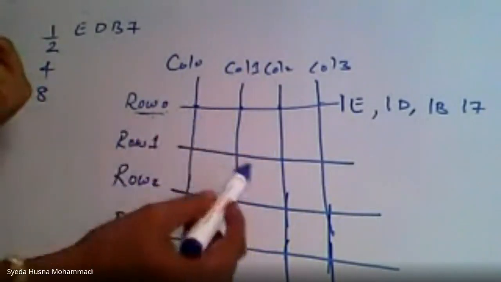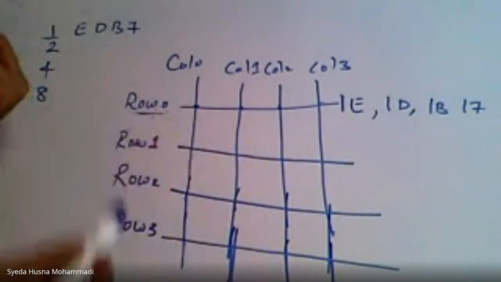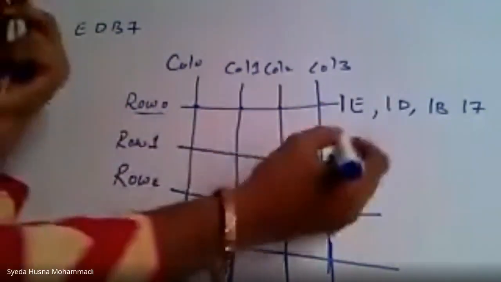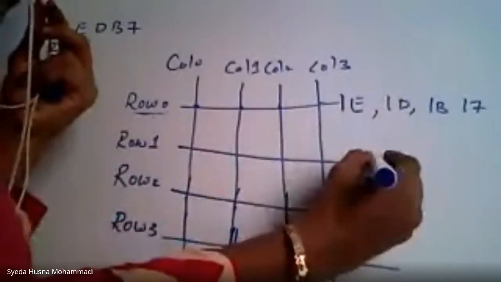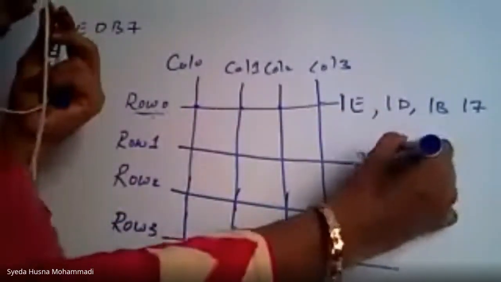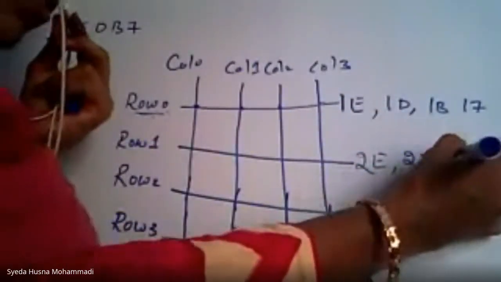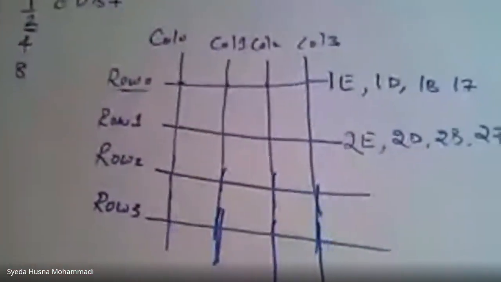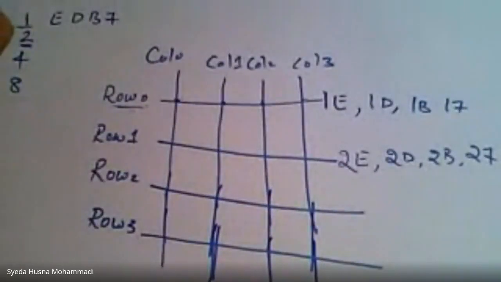I need to identify which particular column. How do you check that? How do you scan it? What are the values I need to pass? For row 2, what is the value you have? For row 2, it is nothing but 2. So for row 2, the value is not going to change, whether it is 2E, 2D, 2B or 27. You need to scan this, whether the key belongs in column 0, column 1, column 2 or column 3.